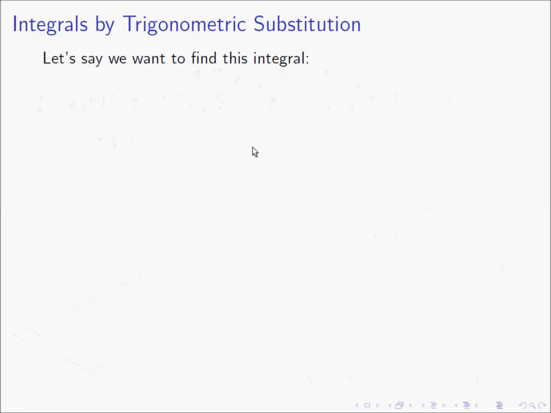To understand why we need to learn about trigonometric substitution, let's say that we want to find this integral. This integral you won't be able to solve using the previous method we learned. If you apply u-substitution, you won't be able to solve it, because here you have x squared and here you don't have an x. But the idea here is that if you look at the denominator, you'll see that it looks similar to a trigonometric identity.